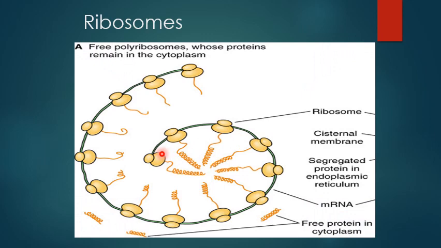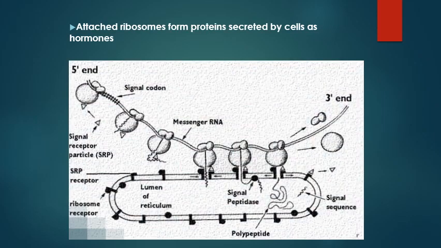So this is the free ribosomes, small and large subunit attached by the messenger RNA. They form protein that's used by the cell. Attached ribosomes are attached by the large subunit on the rough endoplasmic reticulum and produce protein. This protein will be released outside of the cell as hormones and enzymes.